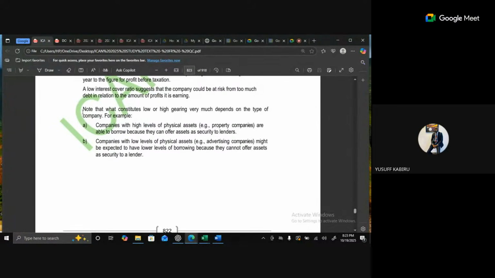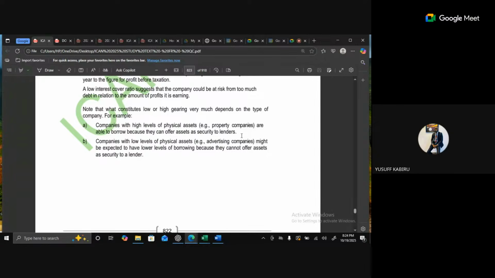So let's just look at this. There's a note that what constitutes low or high gearing very much depends on the type of company, right? It depends on the industry structure. So they say, for example, a company with a high level of physical assets is able to borrow more because it can offer assets to secure the lender.